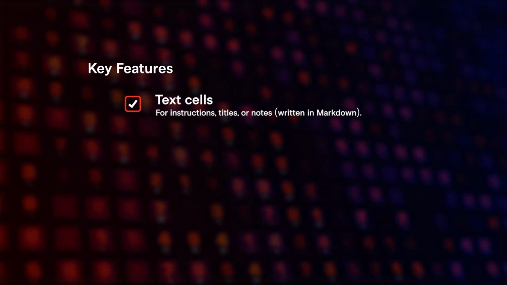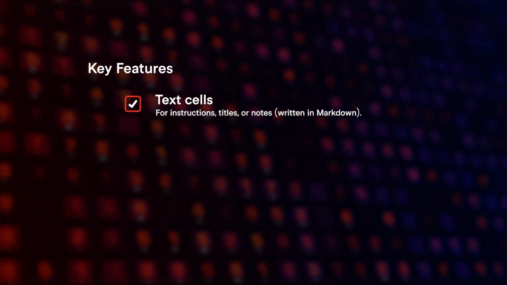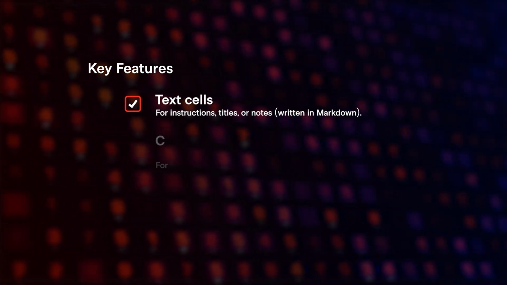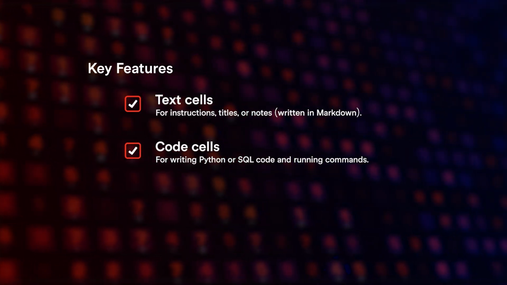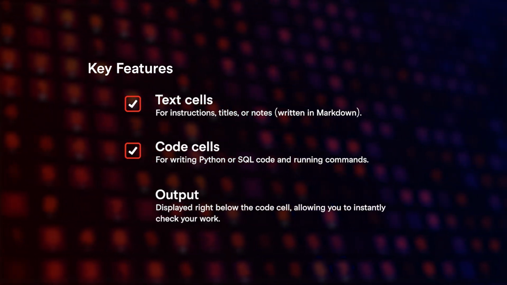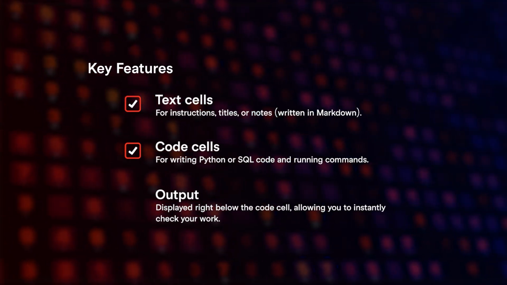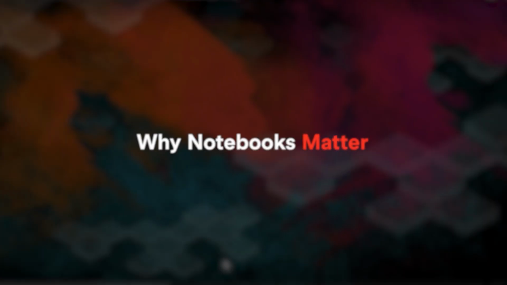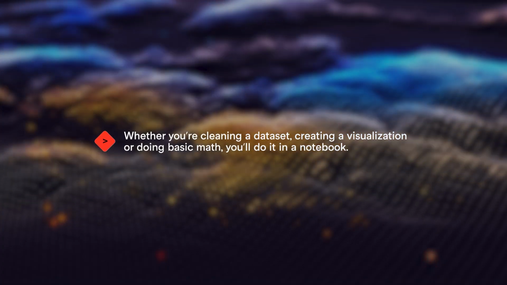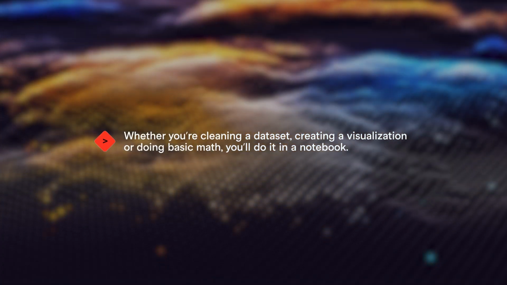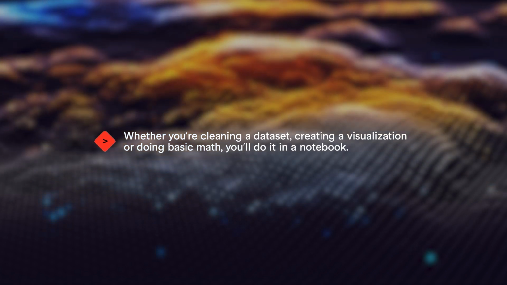Key features: text cells for instructions, titles, or notes written in Markdown. Code cells for writing Python or SQL code and running commands. Output displayed right below the code cell, allowing you to instantly check your work. Why notebooks matter? They make your work easy to follow and replicate. Whether you're cleaning a dataset, creating a visualization, or doing basic math, you will do it in a notebook.